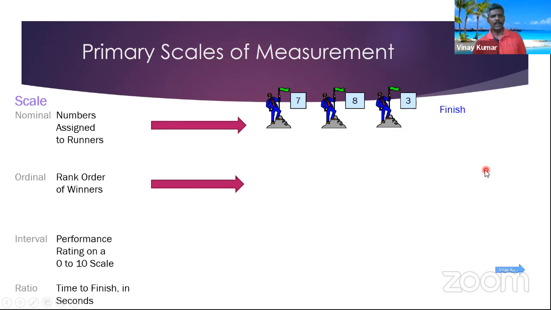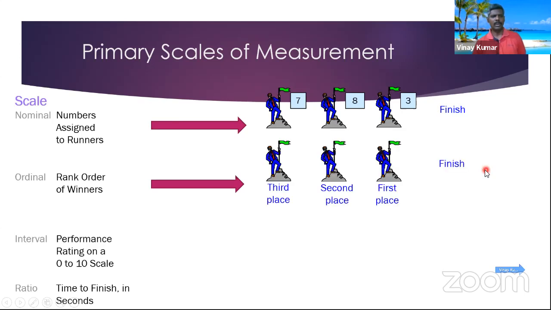And the second level of measurement is the ordinal scale. The same example we can see here in the ordinal scale. Here we are ranking the athletes. So you can see here the third place, second place, first place. The ordinal scale gives the position of the subject. In the nominal scale, these numbers don't indicate the position of the subjects. They only help to identify the subjects.